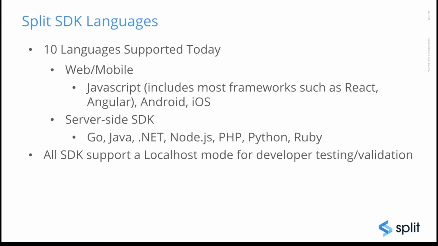Split SDK supports 10 languages today. So we have the web and mobile, which is JavaScript on the web, which works perfectly with frameworks such as React and Angular. We also have Android and iOS libraries. On the server side, we also have different languages that a developer can use. That's Go, Java, .NET, Node.js, PHP, Python, and Ruby. All these SDKs support a localhost mode, and we're going to talk about that shortly.